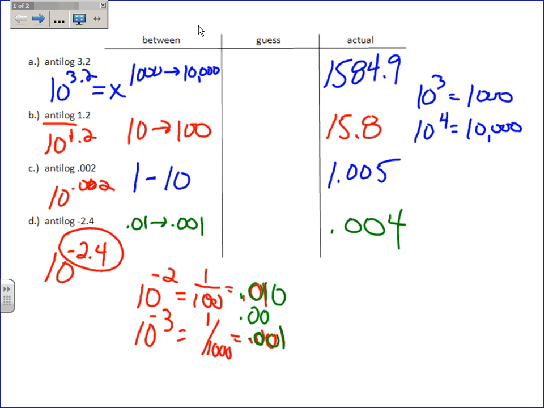Okay, so try E through H right now. Take your time. Okay, try and find out where does it fit in. This is the exponent. Okay.